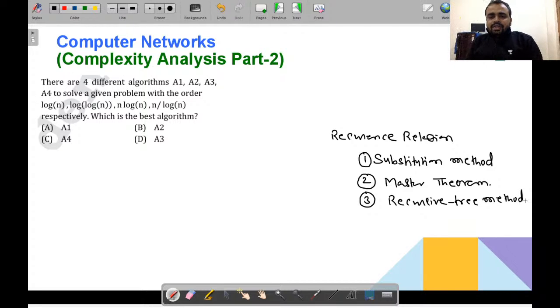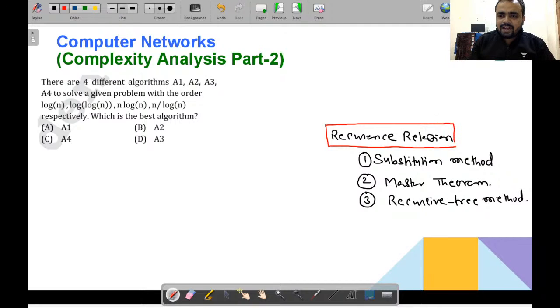I have already discussed that a recurrence relation comes whenever the function is recursive. To solve a recursive function, first of all we derive the recurrence relation and then we try to solve it. The solution of the recurrence relation basically gives us the time complexity of the actual program, or you can say the actual function. In the previous session we dealt with the substitution method. Now let's see how the master theorem or the recursive tree method is implemented.